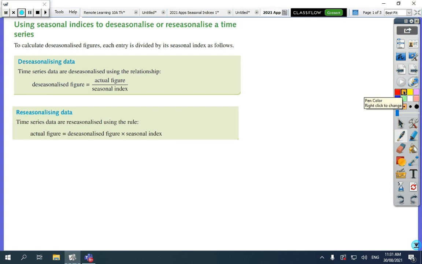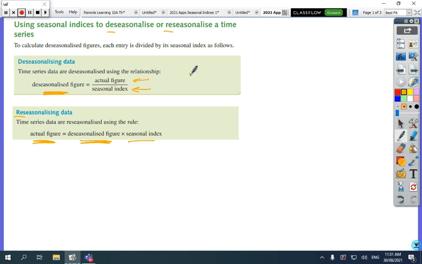So if you want to deseasonalise the data, which means you're taking off the effect of a particular season being above average or below average, you take the actual figure and you divide by the seasonal index, and we'll look at examples in a sec. And if you want to reseasonalise, if you want to find the actual figure, so you're going back to the data, you take the figure that you've been given as a deseasonalised figure and you multiply by the seasonal index.